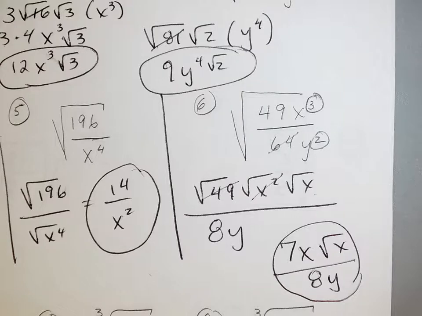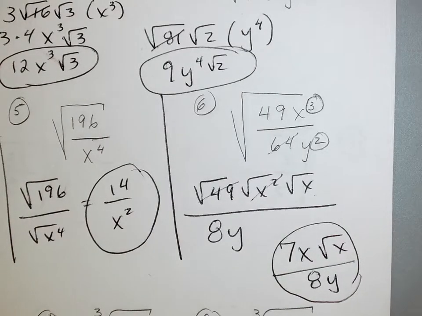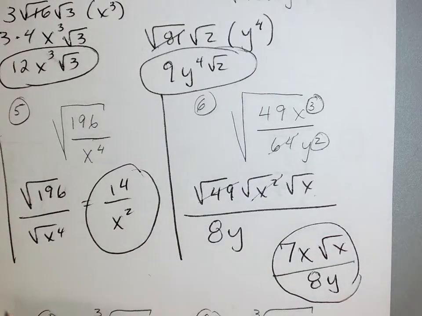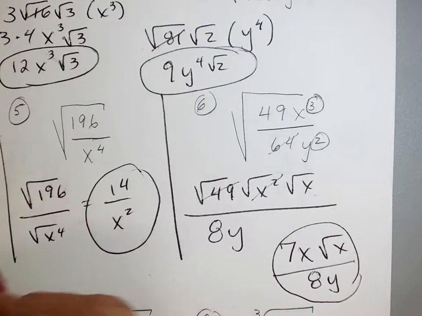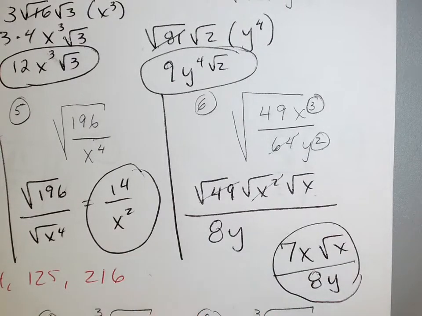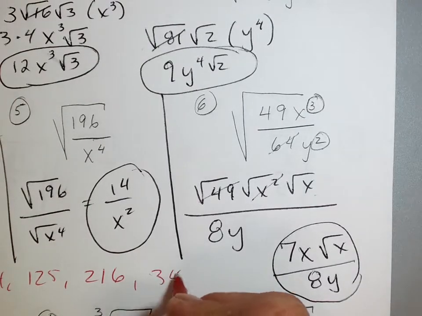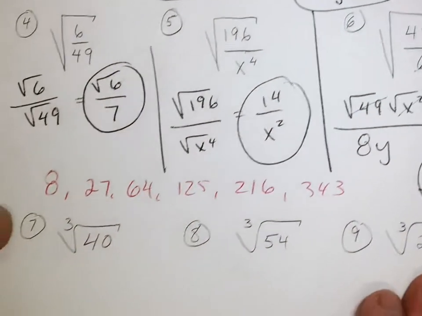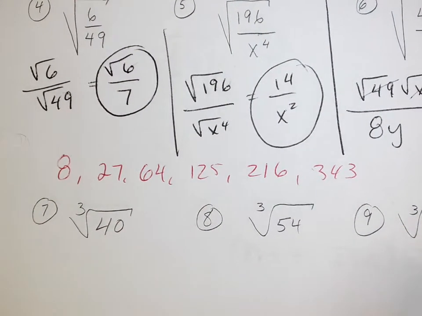All right. To do 7, 8, 9, let's write these numbers down. Let's write down 8, 27, 64, 125, 216. I don't think we need to go much bigger than that, but I can try. What's 7 to the third power? 343. Yeah. Great question, Hannah, these are perfect cubes. So we're doing cube roots now.